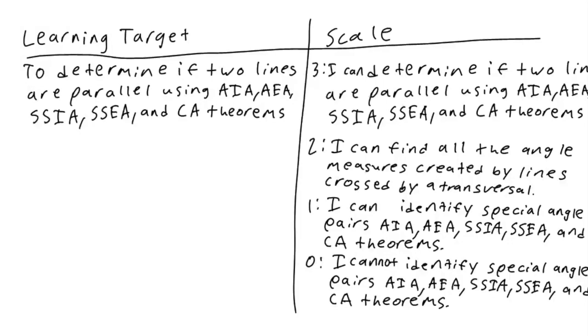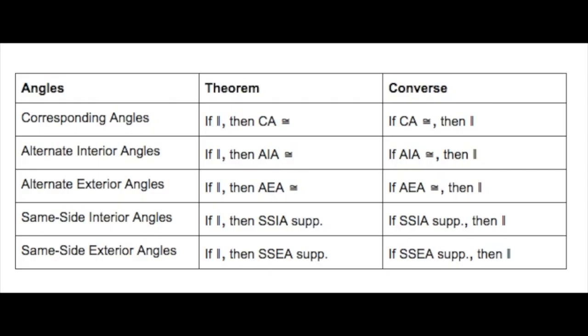Let's get started. Now I'm going to give you some theorems, and we've talked a little bit about some of these, but now we're going to get into all of them. So we've got the special angle pairs: corresponding angles, alternate interior angles, alternate exterior angles, same side interior angles, and same side exterior angles.